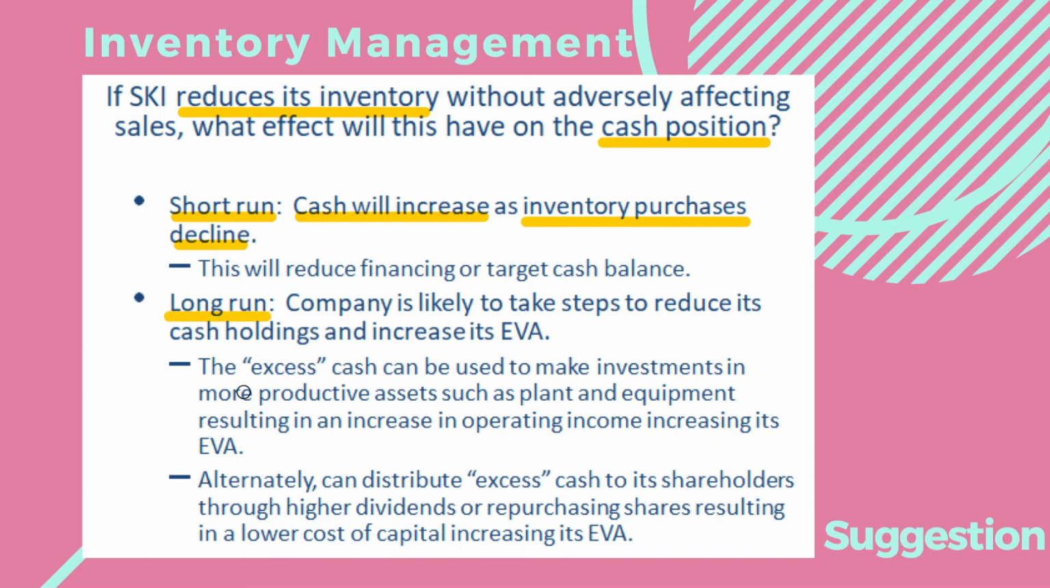Over the long run, the excess cash saved from lowering the investment in inventory can be used to make additional investment in more productive assets, such as plant, property, and equipment. This will increase the operating income of the firm, and as a result, it will increase the value of the firm. Or this excess cash can be used to pay dividends to the shareholders. It will increase the stock price of the firm, and it will help to lower the cost of capital for the firm.